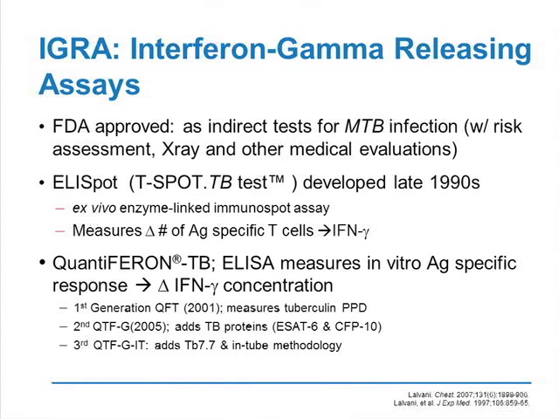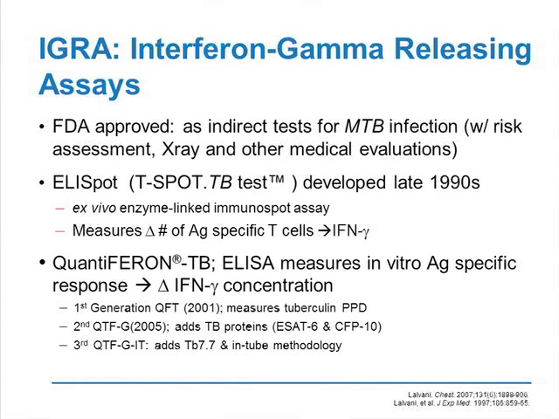Another way of looking at the problem in screening patients is with a newer assay, the IGRAs, the interferon-gamma releasing assays. The FDA has approved several of these tests as indirect measures of MTB infection and should be used in conjunction with other risk assessments, imaging, and other types of medical evaluations.